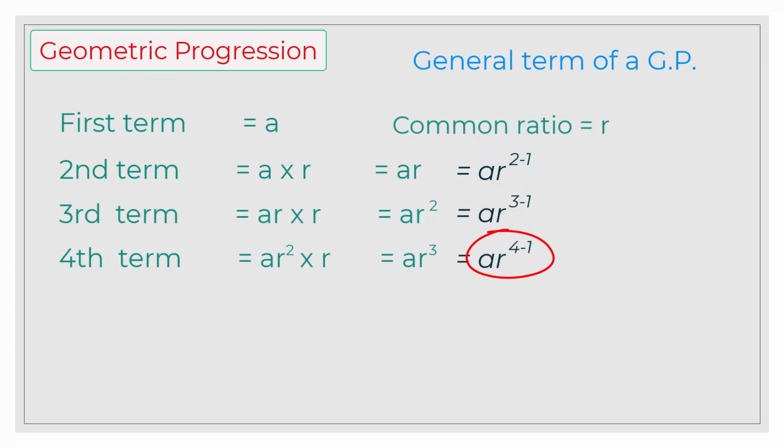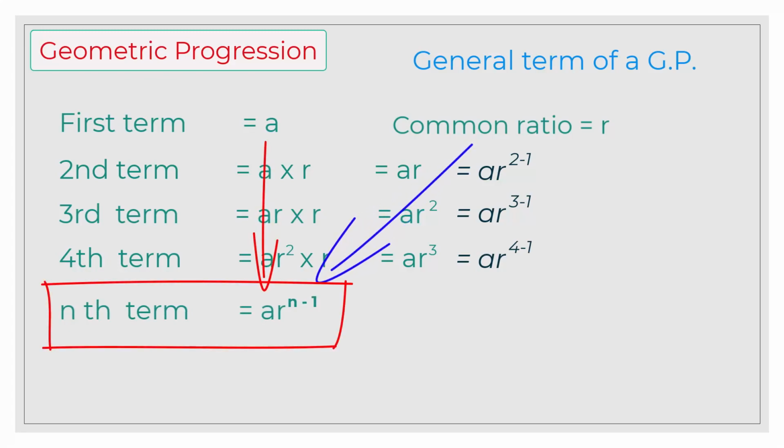From here, we get an idea about the nth term of the GP. Obviously, it should be AR raised to n minus 1. According to the pattern we saw, the power of R in the nth term will be n minus 1.